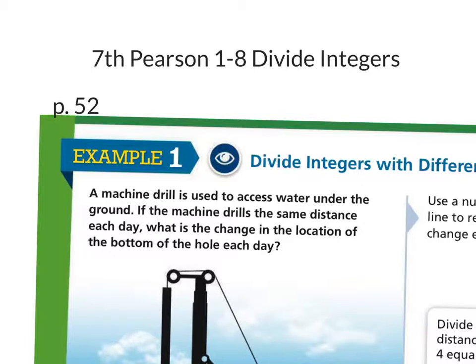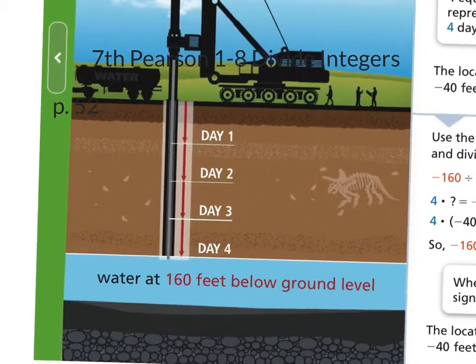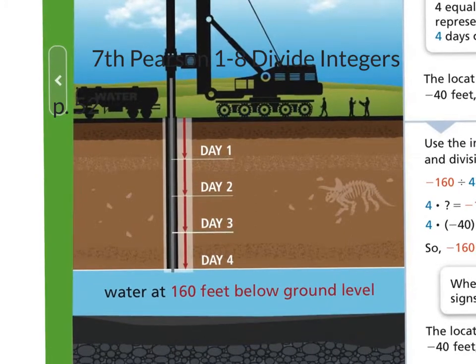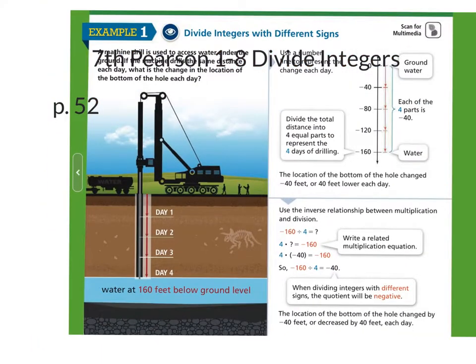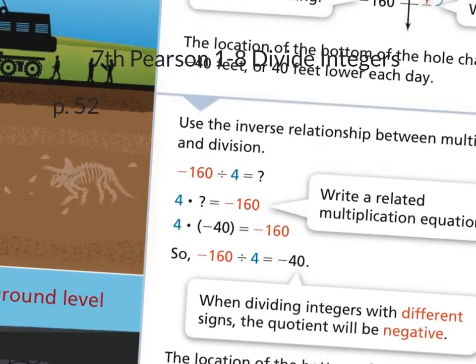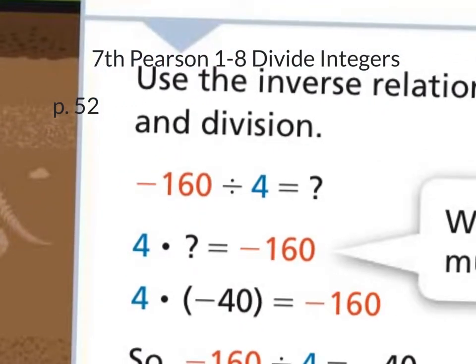If the machine drills the same distance each day, what is the change in the location of the bottom of the hole each day? So if you look at the picture, you can see the water is 160 feet below the ground level, and they did that evenly, the same amount each day over 4 days. So we could look at this as negative 160, since we're going down, negative 160 divided by 4.